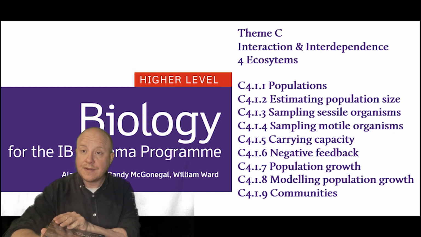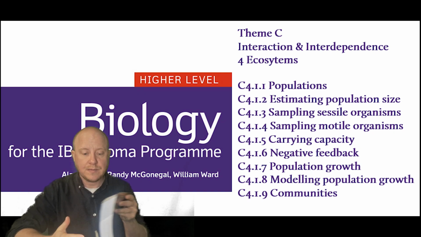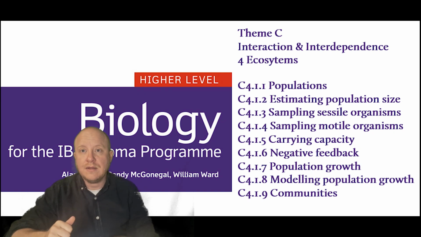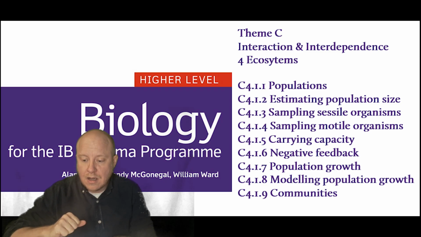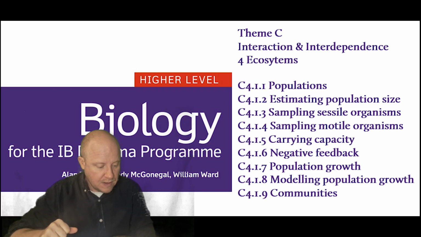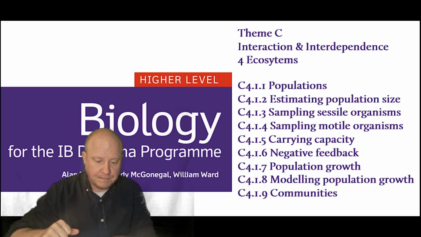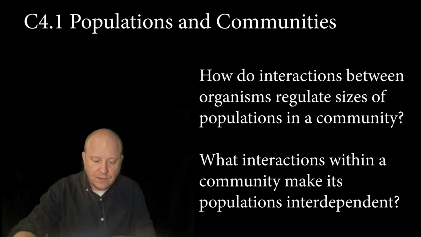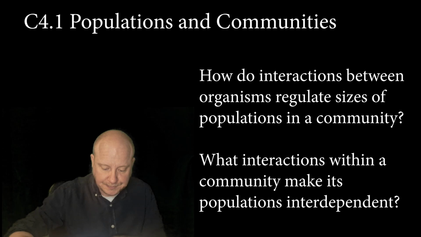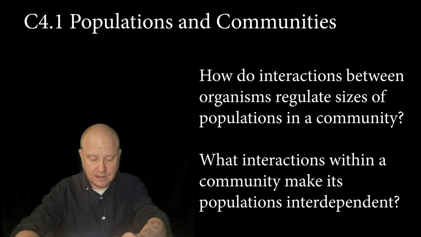Higher Level Biology for the IB Diploma Program, Pearson book, 3rd edition, Theme C. Now we're into Chapter 4.1. So Theme C was Interaction and Interdependence. Chapter 4 is Ecosystems. All right. C4.1 Populations and Communities. The guiding questions.